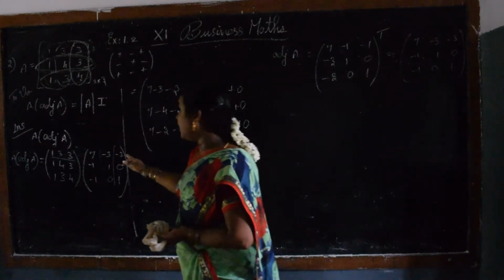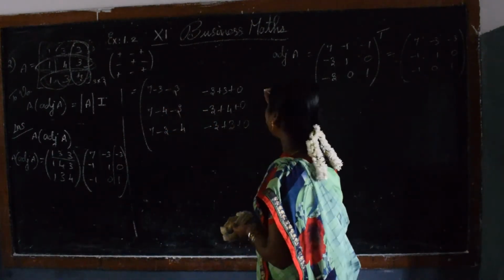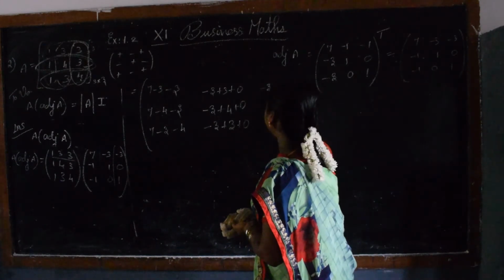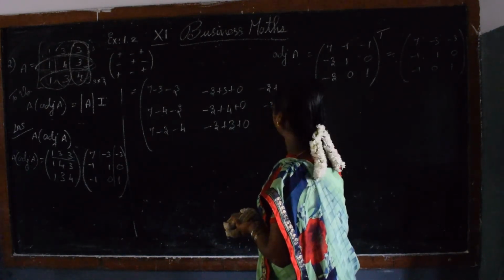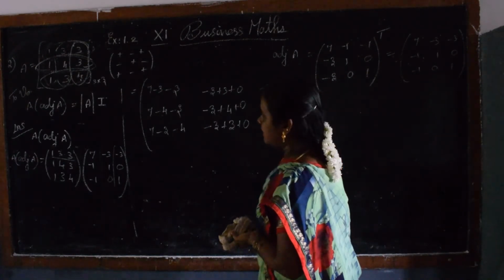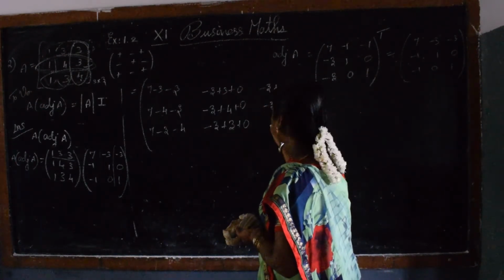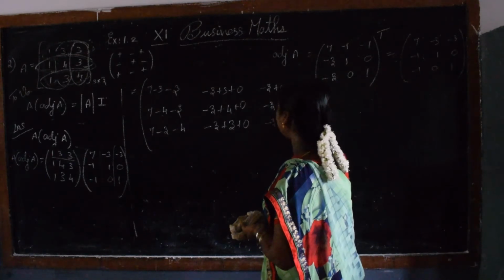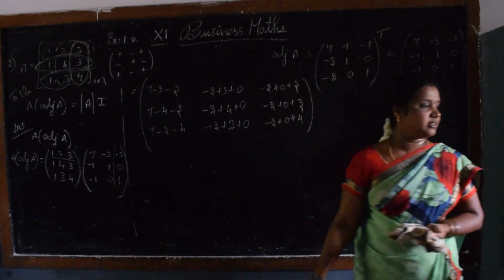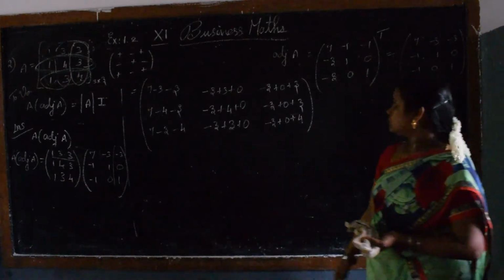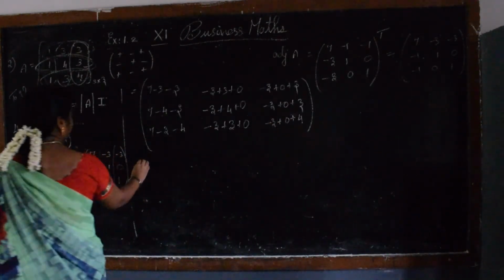Next take the third column, the last one. You will get minus 3 plus 0 plus 3. Take the second row, then minus 3 plus 0 plus 3. Next, the last one is minus 3 plus 0 plus 4. Have you understood, children? Multiply and subtract. What do you have to get?